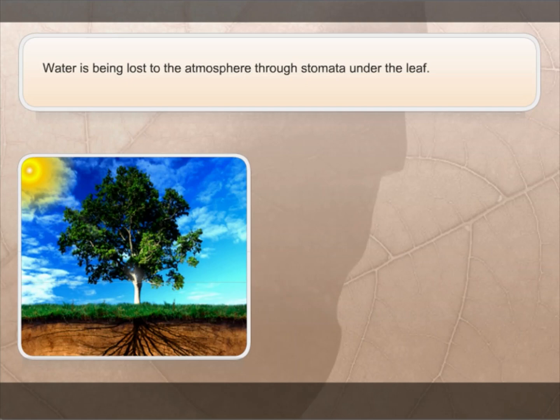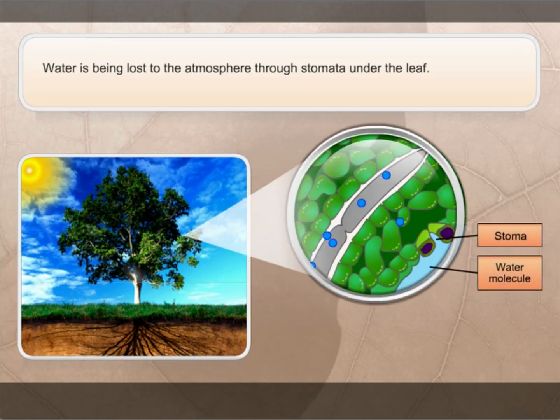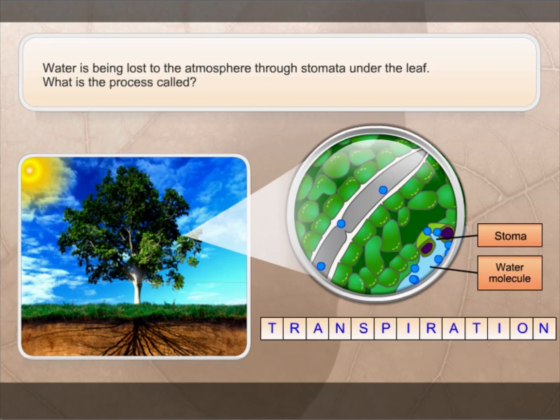Observe the animation. Water is being lost to the atmosphere through the stomata under the leaf. What is the process called? Key in the answer. The process is called transpiration.